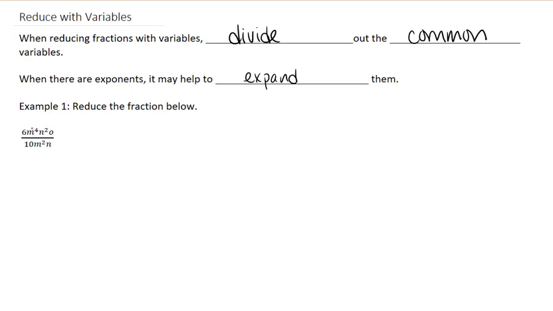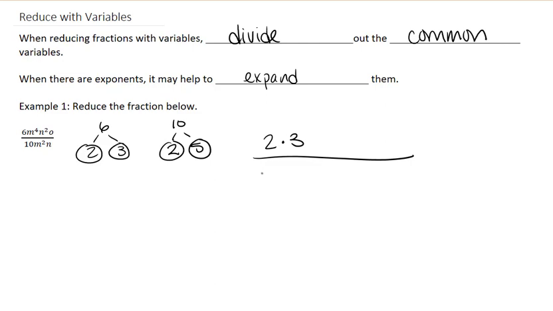So we see we have both numbers and variables. So let's go ahead and do our numbers like we would and break them into their factors. So 6 can be 2 and 3, and we can't go any further because those are prime numbers. Now 10 can be broken into 2 and 5, and those are prime numbers.